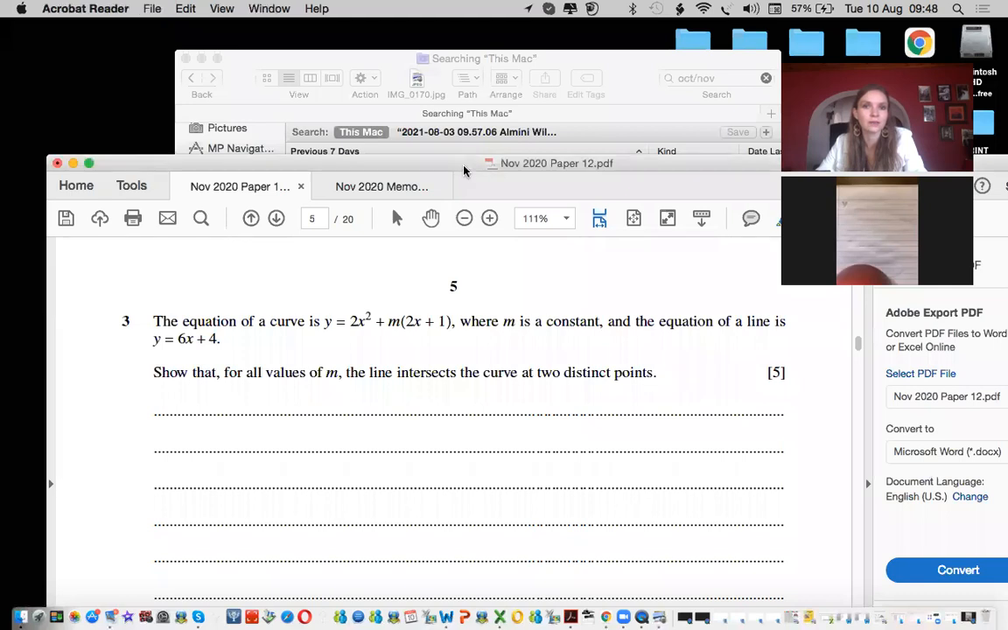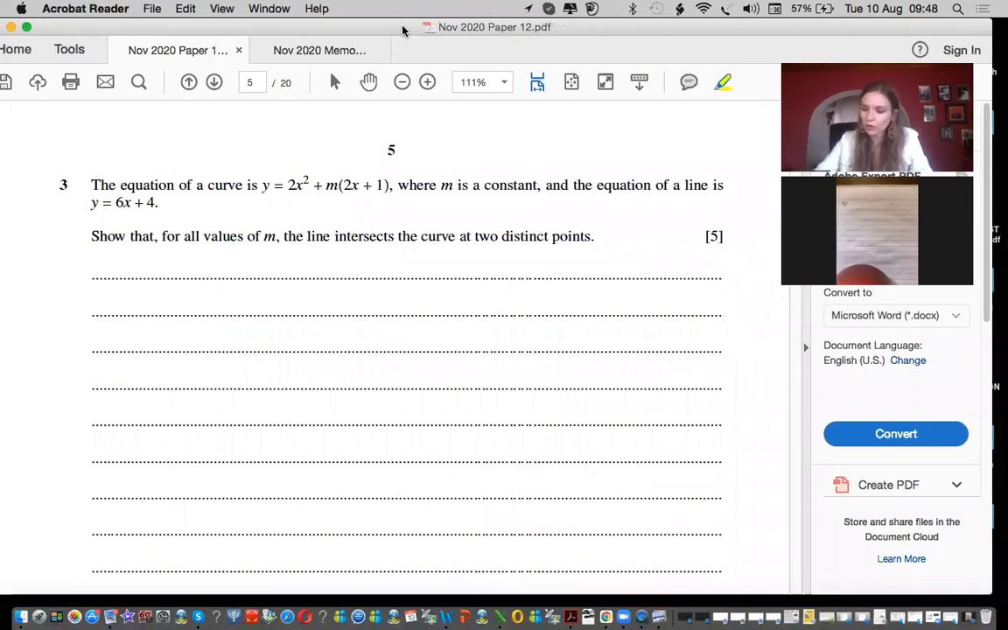It has to do with points of intersection. And I have to tell you that I do see this quite often in past papers. You have to know what it means to find point of intersection. Okay, so have a look. The equation of the curve. So they give you a curve, y is equal to 2x squared plus mx plus 1. That's your curve. And then we also have our straight line. Okay, so they talk about the equation of the line and the curve. Show that for all values of m, the line intersects the curve at 2 distinct points.